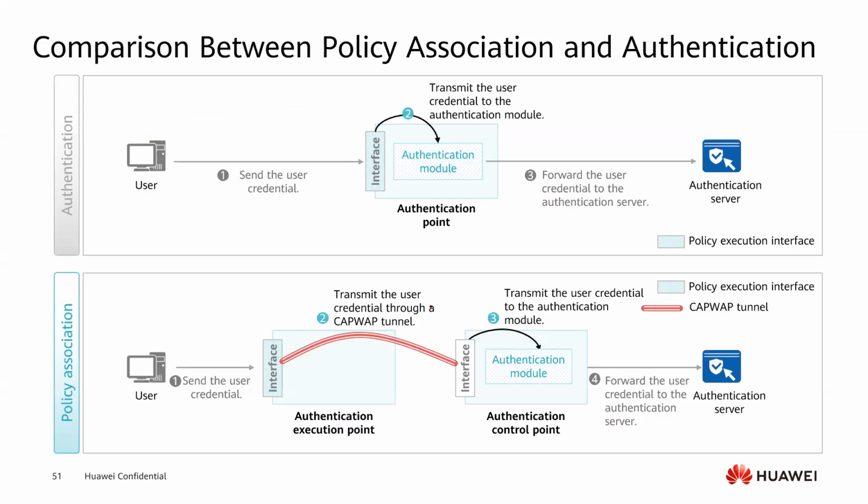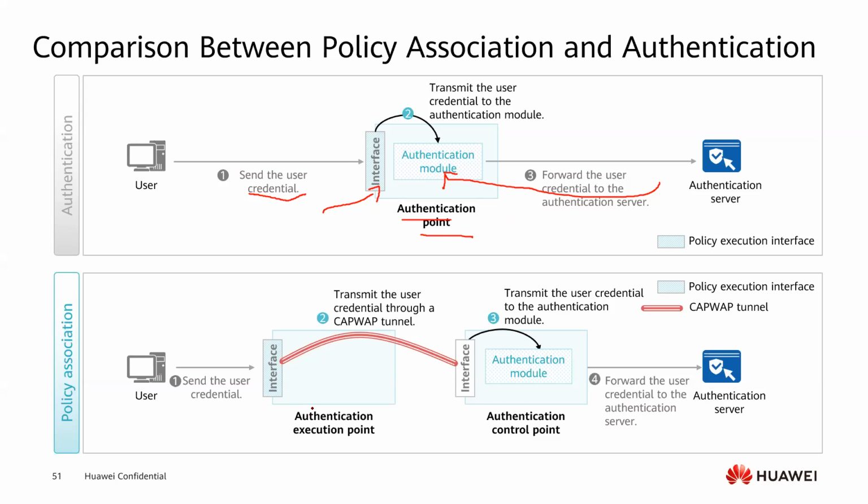And this is different between normal authentication and policy association. Normally, the users send the credentials, the identification information, to the authentication point. When the specific interface receives it, it will send it to the authentication module, which exchanges the information with the server, and then it will receive the authorization information. So when traffic goes to this interface, it will do the traffic control based on the authorization information.